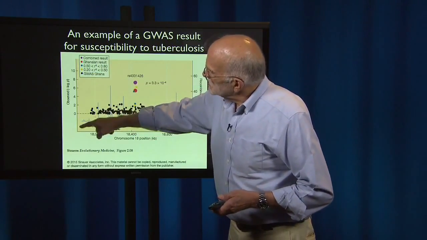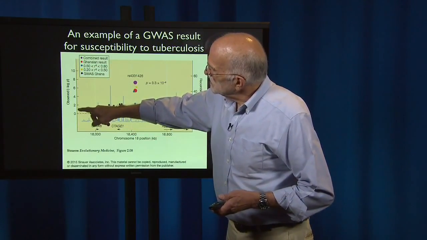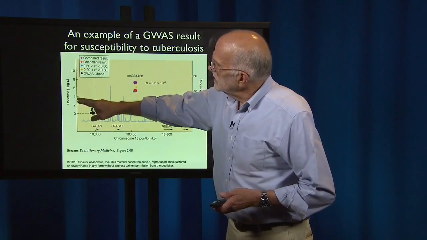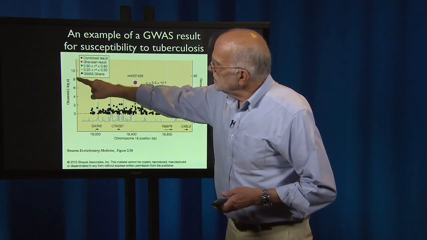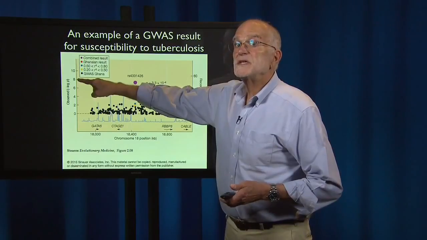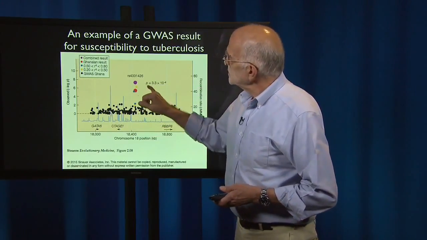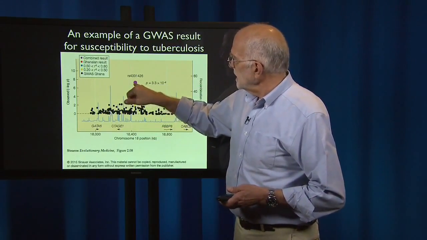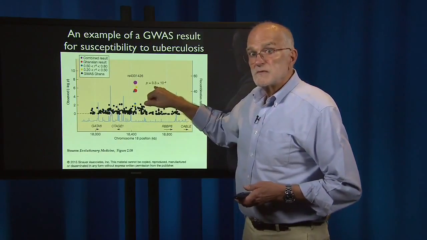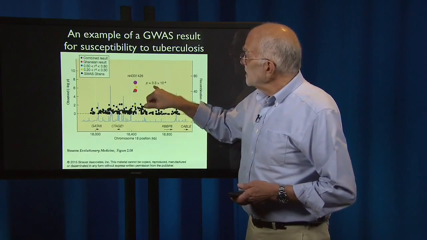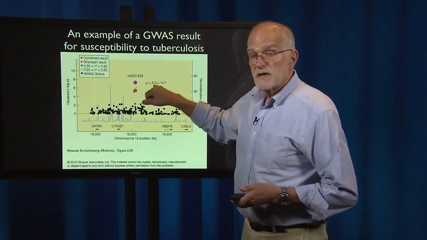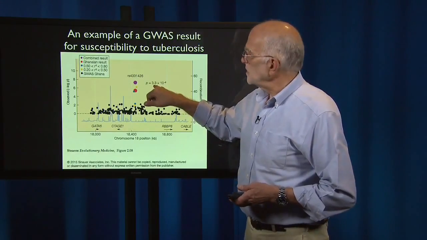On the y-axis, what we have basically is the probability. So the higher the position on the y-axis, the more significant the result is. This particular result here with the purple dot has a probability of being observed at random of about 1 in a billion. It's actually about a third of 1 in a billion.